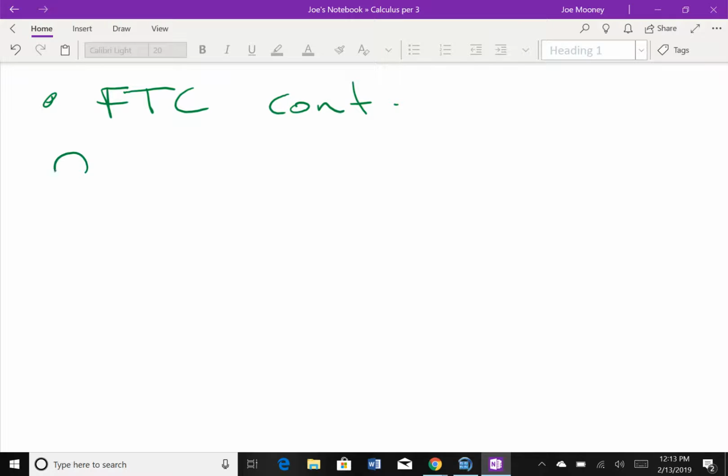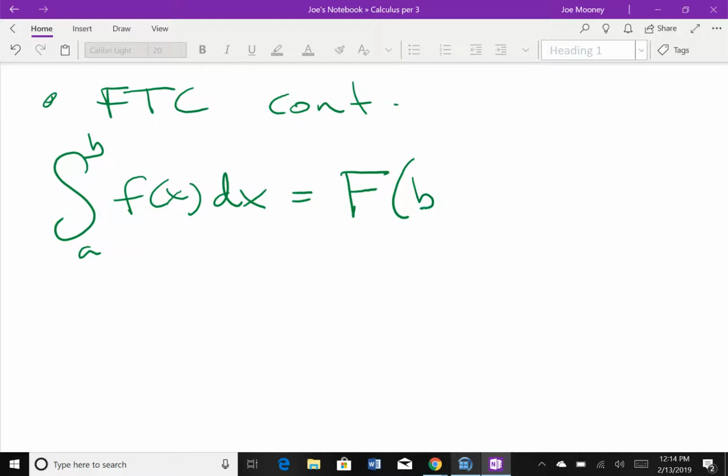Don't forget to integrate f of x dx when you have limits of integration a and b, a being your lower and b being your upper limit of integration. The answer is the integral evaluated at the upper minus the integral evaluated at the lower. And then that gives you a numerical answer, not a function plus c like we were doing in the beginning. All right, so that's that.